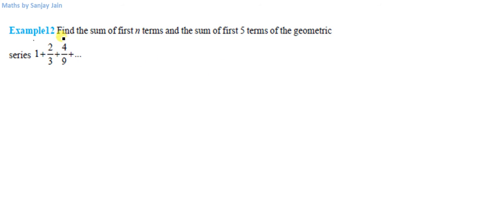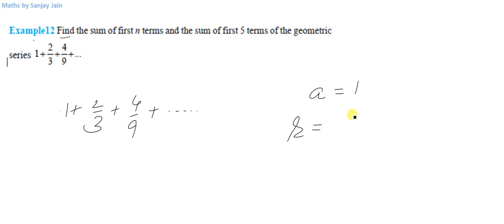Find the sum of n terms and the sum of 5 terms of the geometric series. What is the geometric series? 1 plus 2 by 3 plus 4 by 9 plus dot dot dot. So the first term is given as 1. What is the common ratio? I can divide any term by its preceding term. So 2 by 3 by 1 is equal to 2 by 3. First term is 1, common ratio is 2 by 3. I need to find the sum of the first n terms and the sum of the first 5 terms.